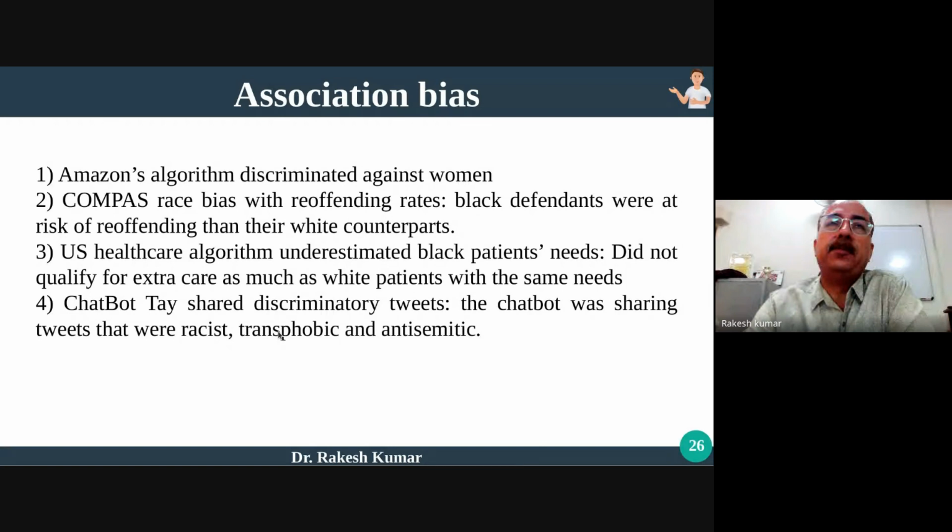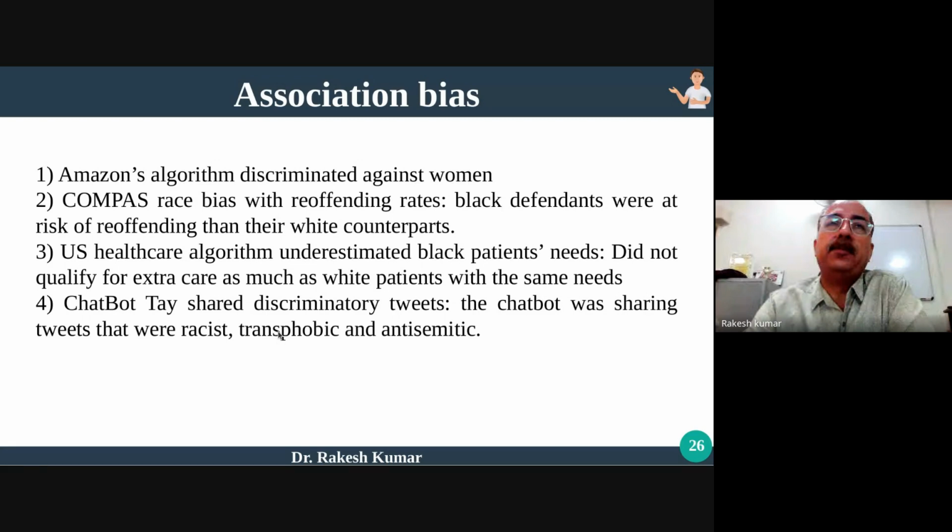In the case of these two examples, number two and three, COMPAS and US healthcare, they were discriminating against Black people. And one particular program, which received a lot of criticism, wrongly identified a Black person as a gorilla. If I am training it using only data concerned with white people, it will not be able to learn correctly. So sometimes there are algorithmic biases, and sometimes there are biases in the data.